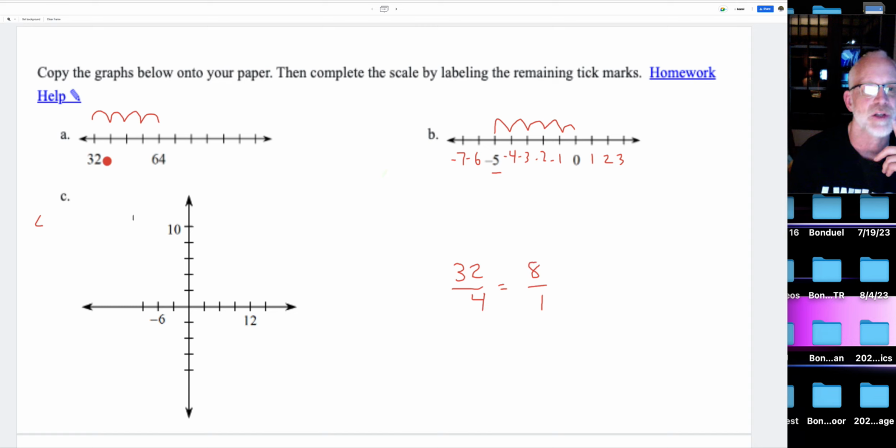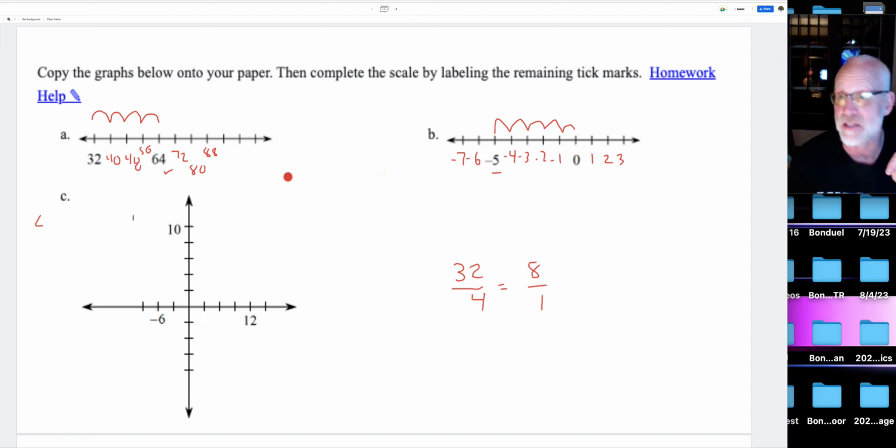So I went 32 plus 8 is 40. And then 40 plus 8 is 48. And then 48 plus 8 is 56. And 56 plus 8 is 64. That checks out. And then I went 64 plus 8 is 72. 72 plus 8 is 80. 80 plus 8 is 88.